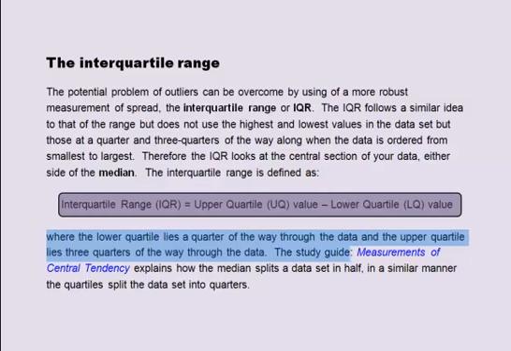The study guide Measurements of Central Tendency explains how the median splits the data set in half. In a similar manner, the quartiles split the data set into quarters.